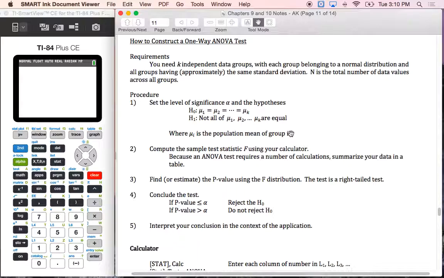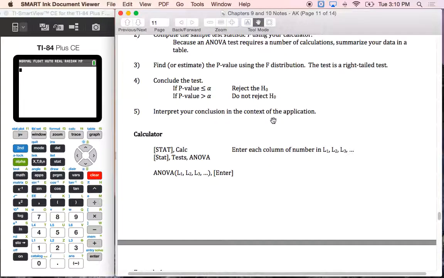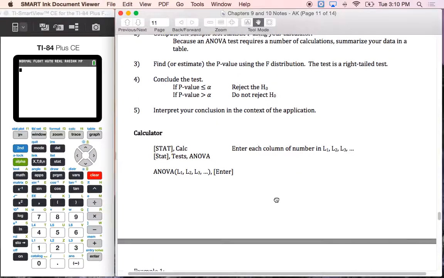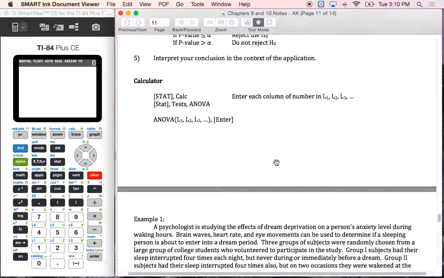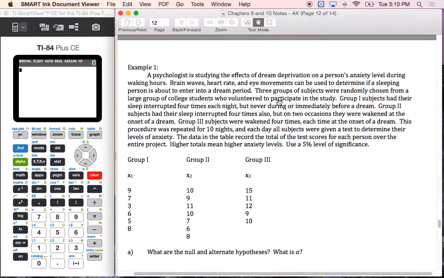So again, we're going to find an F statistic this time. We'll find a p-value. Same thing though, if p is greater than or less than, we have the reject, we have the do not reject, just like we did before. So for the calculator, you hit the stat button, you have calc, and you're going to enter your numbers into your L1, L2, L3, so your stat, your edit, like we have gone through. And then we have our stat test ANOVA to get our list.